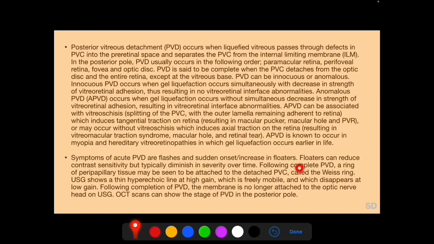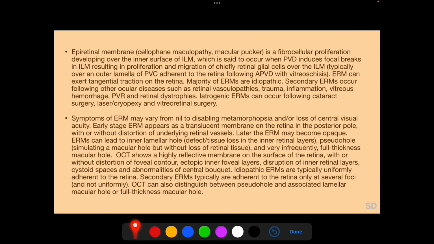Following complete posterior vitreous detachment, a ring of peripapillary tissue may be seen to be attached to the detached posterior vitreous cortex, called the Weiss ring. Ultrasound B scan shows a thin hyperechoic line at high gain which is freely mobile and which disappears at low gain. Following completion of posterior vitreous detachment, the membrane is no longer attached to the optic nerve head on ultrasound B scan. OCT scans can show the stages of PVD in the posterior pole.